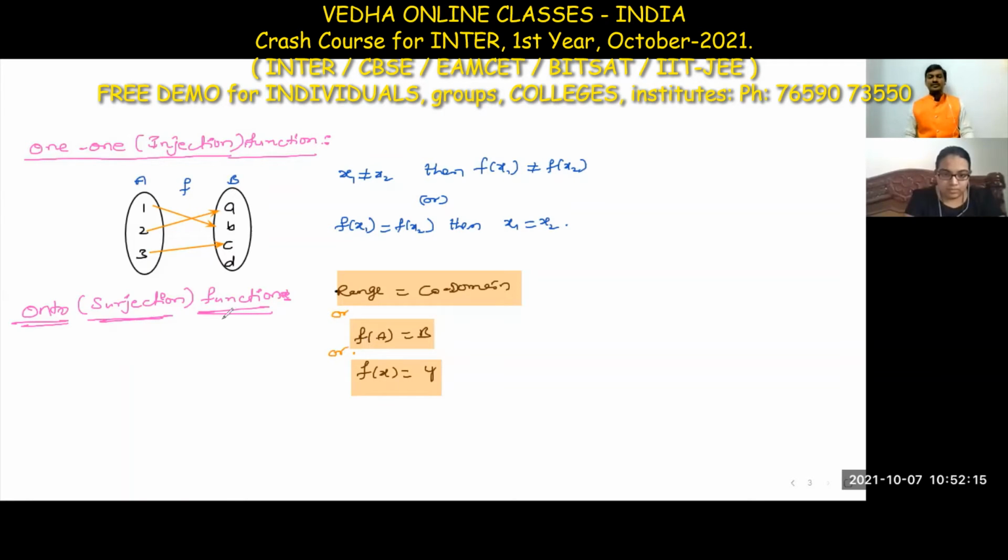So if we take this example, d is left in the first one-to-one function example. Here range and codomain are not equal, so it is not an onto function. Okay, so I am taking one example here for an onto function. Onto function is very important.